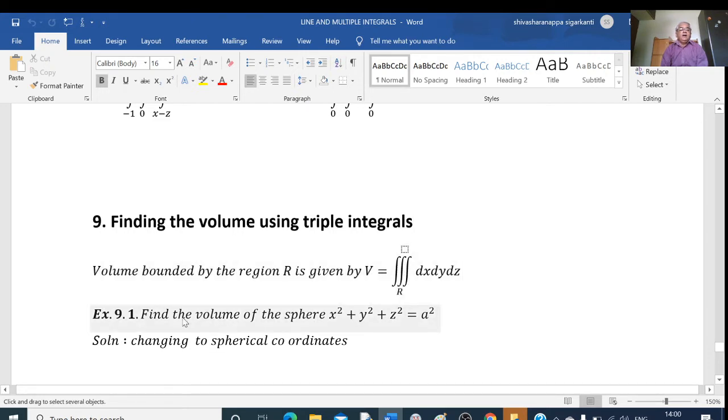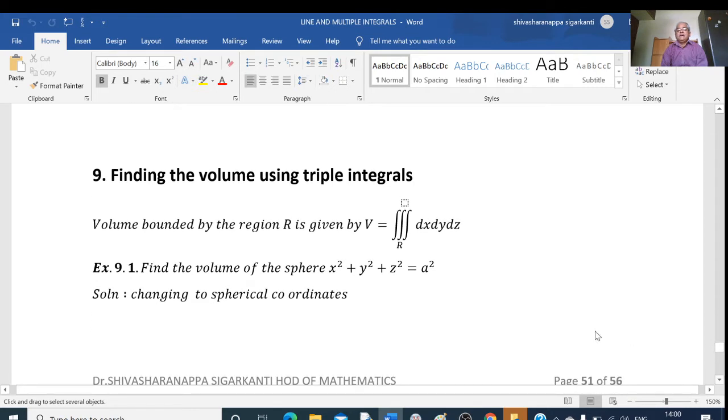First example, we find the volume of the sphere of radius a. The equation x square plus y square plus z square equal to a square is the equation of the sphere whose center is at the origin and radius equal to a. So we can use this formula. So we can take the limits of x, limits of y, limits of z.